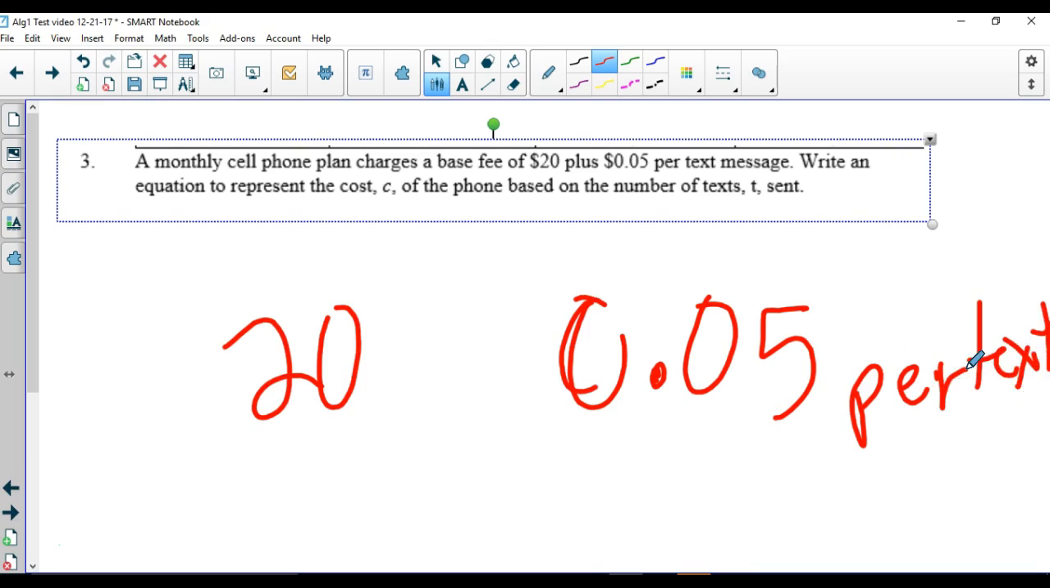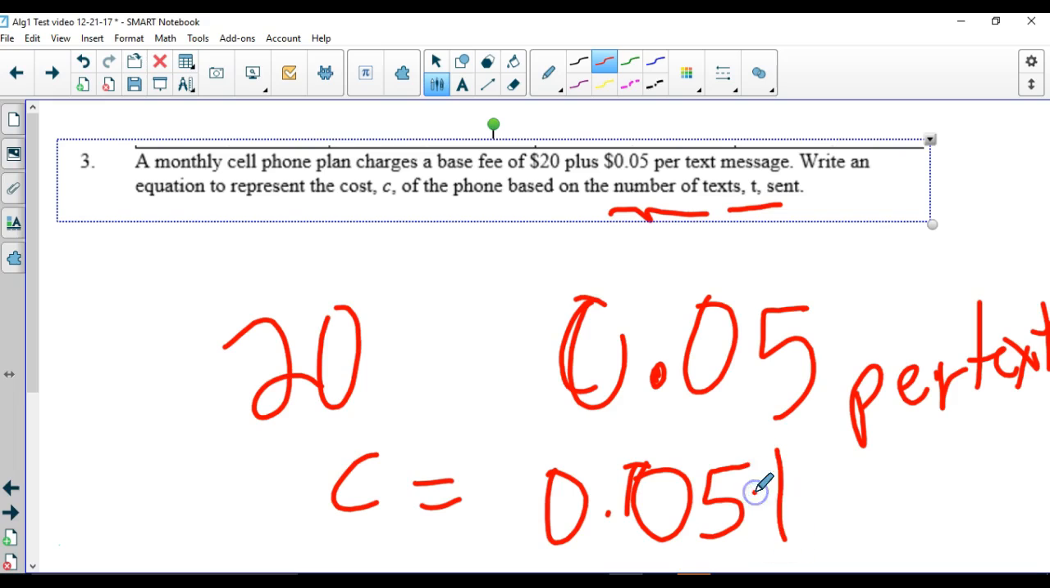Okay. So the cost is C. So this cost is going to be C. What is the cost? The number of text messages is T. So we don't know how many texts, but we know it represents T. So my cost is going to be 5 cents per text message. Okay. And then they want to know what's the base fee. So how much do I pay up front? So I'm paying $20. So guys, this is my equation. I pay $20, and it's 5 cents per text message, and that is the cost of the phone. Okay.